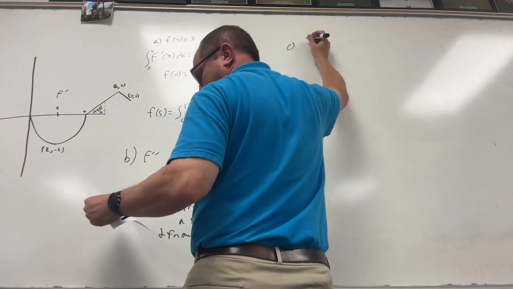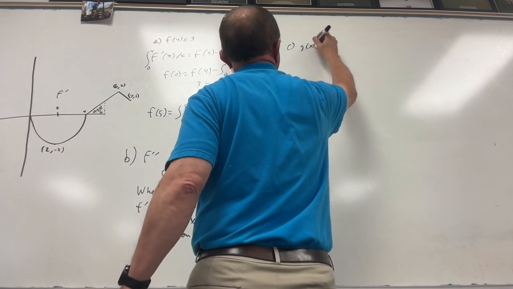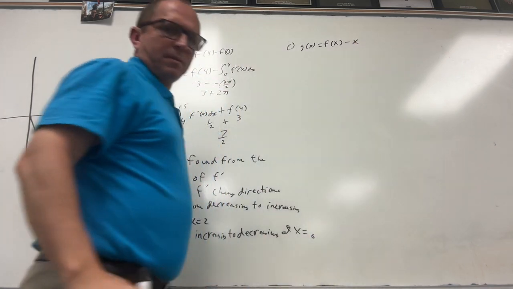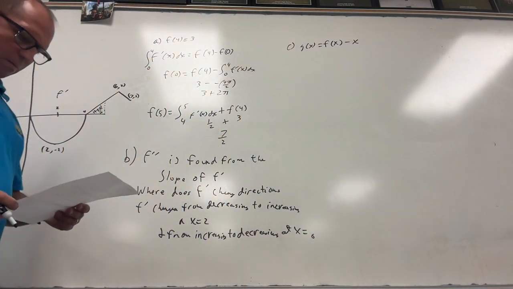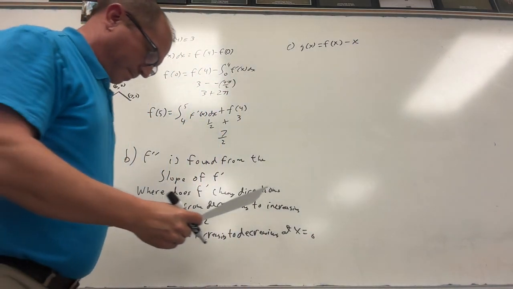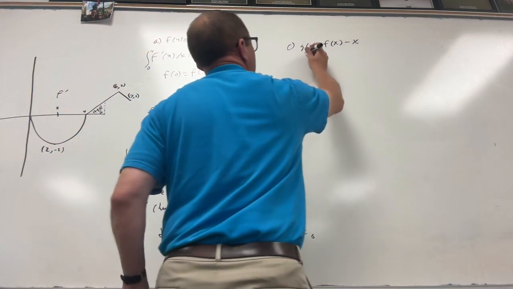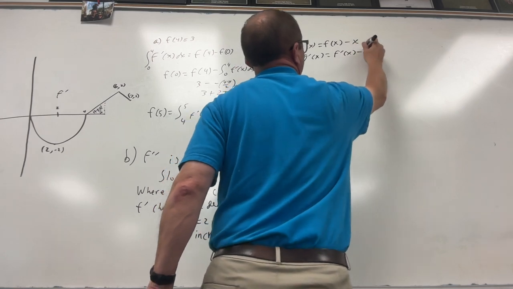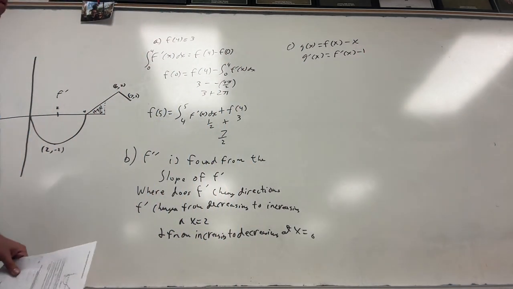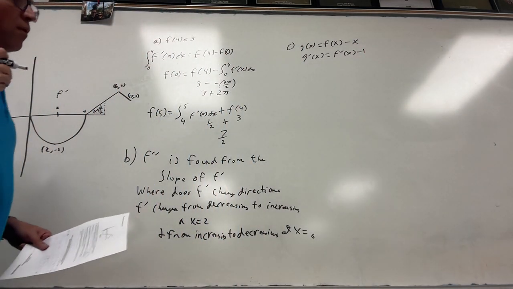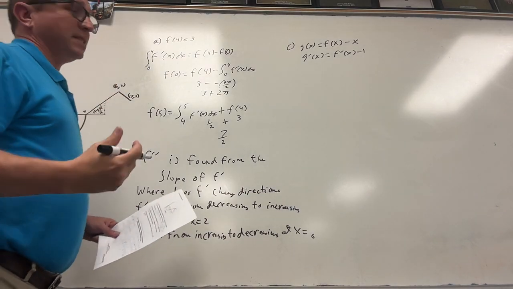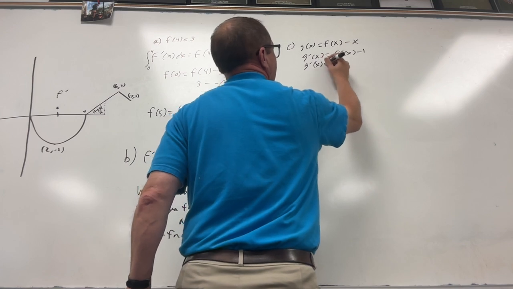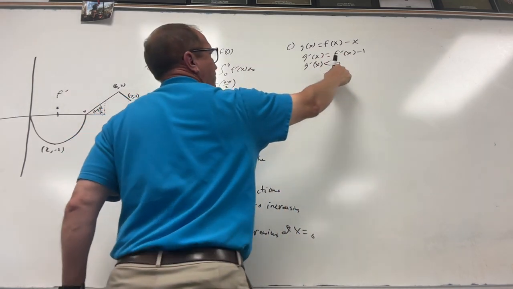C is going to be that g of x equals f of x minus x. Well, if that's g of x, then let's talk about what g prime of x would be. G prime of x is equal to f prime of x minus 1. Now, if we want to know where g is decreasing, it's where g prime of x is less than 0.